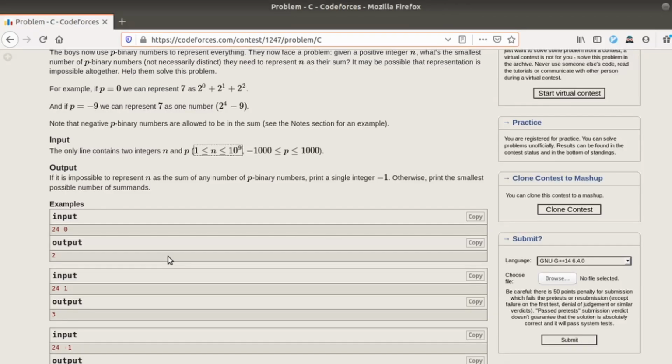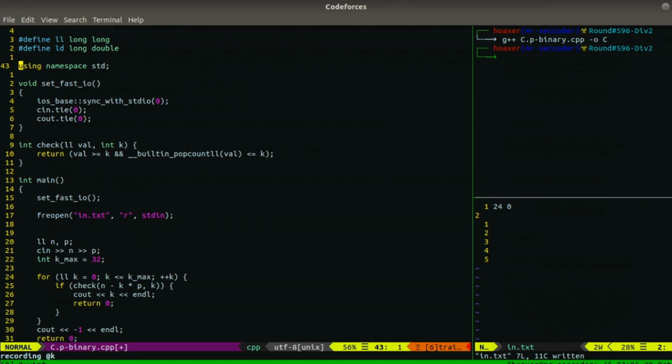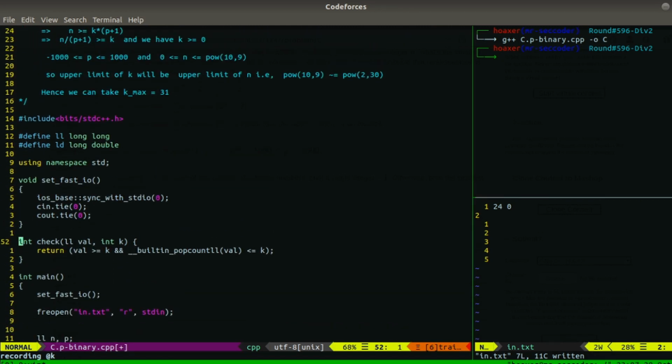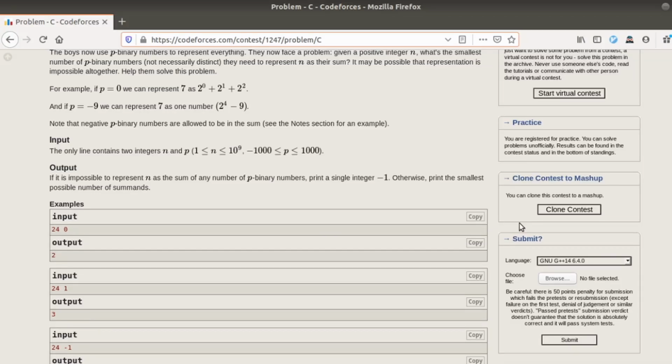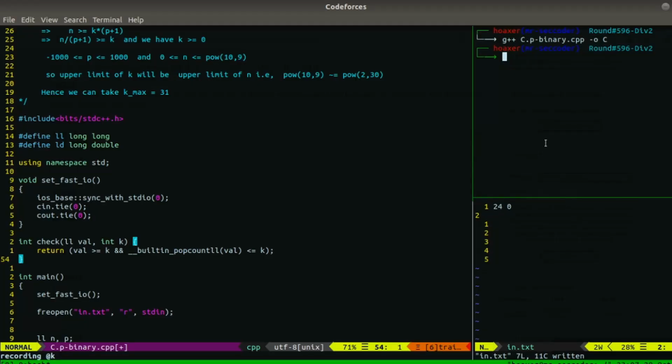Here, let's look at how the test case is working. So I'm pasting this into the .txt file. And by the way, I'm using the Vim editor. This is a super awesome editor. You can give it a try. It's worthwhile. So let's try this. Got the correct solution.